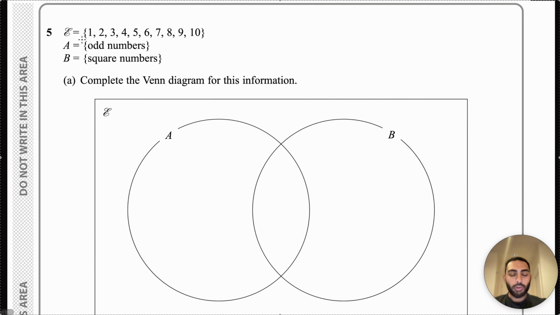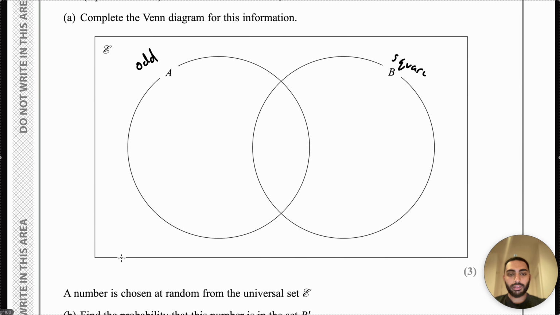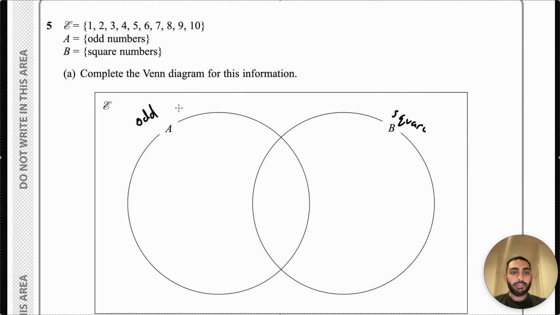Question 5. We've got a set of numbers 1 to 10, and in A it's going to be our odd numbers. I'll just write that there to remember. And for B it's going to be my square numbers. And in the middle, because it's a Venn diagram, it's going to be the numbers that are both odd and square. And the ones on the outside will be our even numbers that are not square. We need to complete the Venn diagram for this.